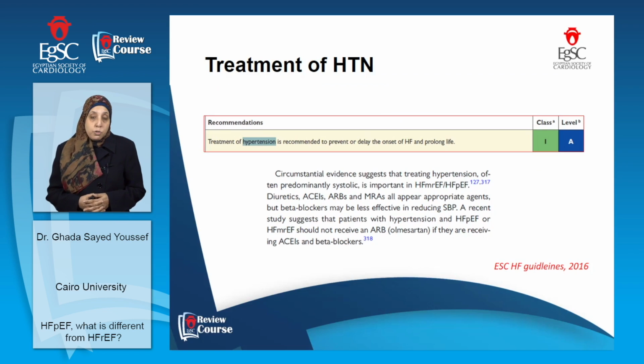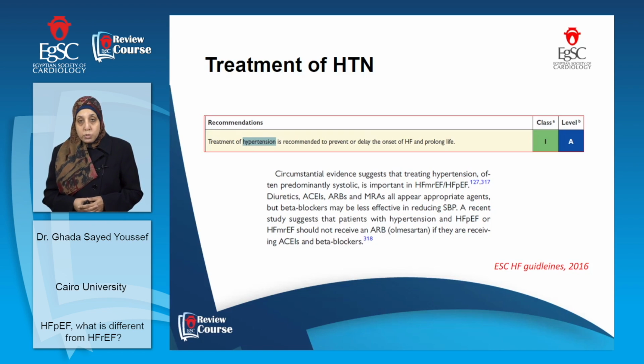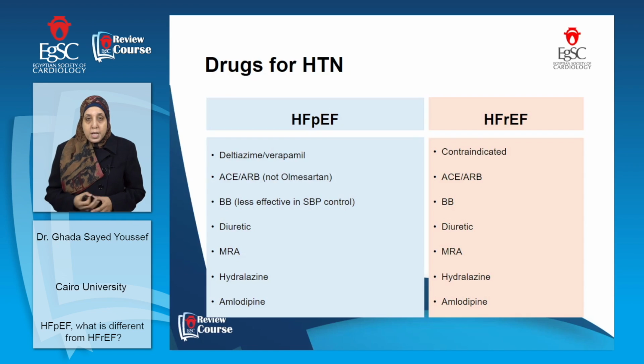In addition to risk factor control, we should treat hypertension in patients with HFpEF because treatment of hypertension could prevent or delay the occurrence of heart failure. Which drug should be used for hypertension in patients with HFpEF? Any drug can be used, but the European Society of Cardiology recommends against the use of beta blockers, and there is a single study which showed that olmesartan is not suitable for patients with heart failure with preserved ejection fraction. So these are the drugs that have been used in patients with HFpEF versus patients with HFrEF. As we said, all drugs can be used. Beta blocker is not recommended, and olmesartan should not be used.